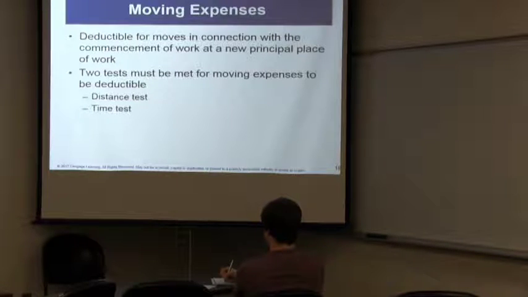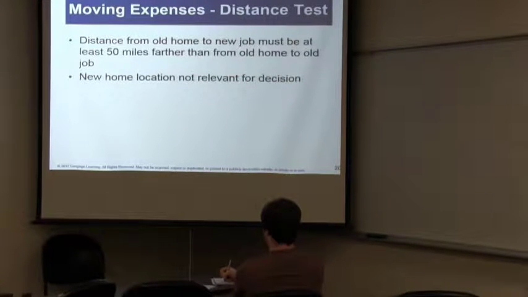The distance test and the time test. So let's talk about the distance test. The distance from the old home to the new job must be at least 50 miles farther than the old home to the old job. It is a funky little test, and I'll show you what it looks like in a second. One important thing to note, the location of the new home is not relevant for this test. Don't get confused. I've seen CPA exam questions, I've seen questions put out by Cengage where they throw in this fact of the distance to the new home. It's not relevant for this calculation. We only need the old home, the new job, and the old job.